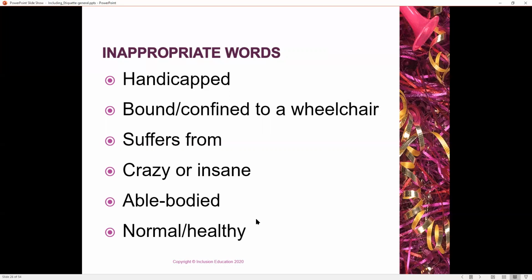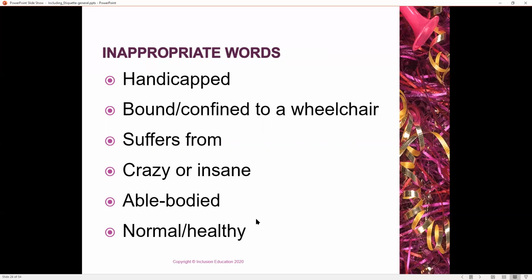Now we're talking about people who have mental health issues. Crazy or insane is an old word. It's very negative. It's very degrading. People are not crazy or insane. They may have mental health issues, may need some medication or some specific interventions, but that doesn't mean they're crazy or insane. Those are negative, derogatory words.